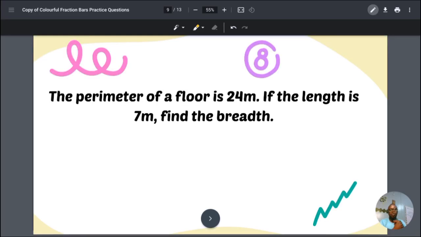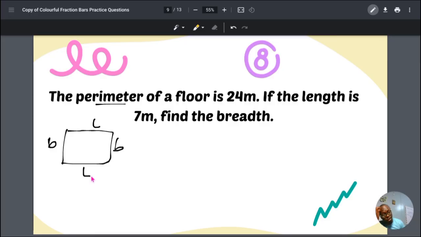Hope you understand that. Question 8. The perimeter of the floor is 24 meters. If the length is 7, find the breadth. Definitely this is a rectangle because it has length and breadth. Okay, so don't forget perimeter, distance round. So let me just draw a diagram of a rectangle here. So this is the breadth, this is the breadth, this is the length, this is the length.